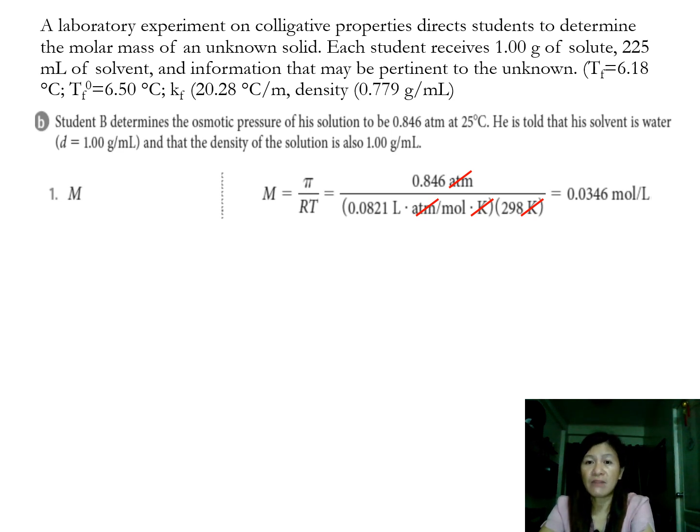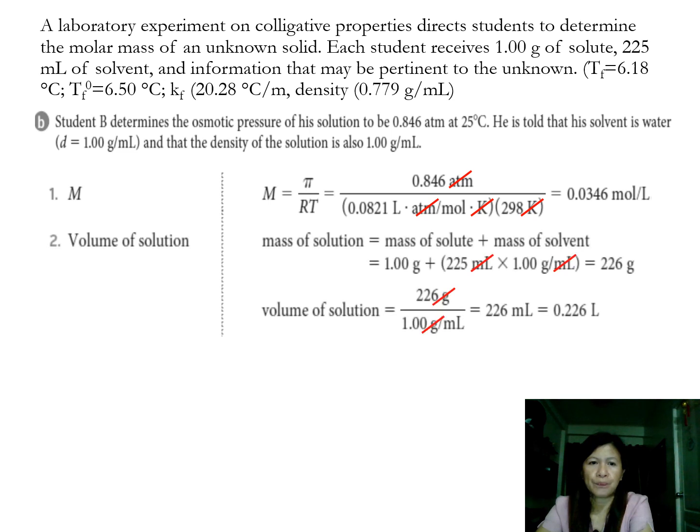Substituting the given values, we have the given osmotic pressure, as B is given the osmotic pressure 0.846 atm, divided by the gas constant, again 0.0821 liter atm per mole Kelvin, times the temperature in Kelvin 298. Cancel the similar units between numerator and denominator, atm and Kelvin. You will be left with mole per liter unit. So we shall have 0.0346 mole per liter for the molality of the solution.